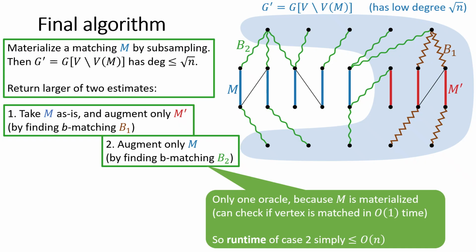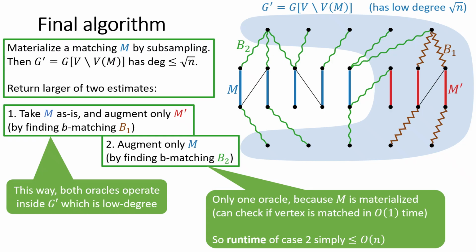So the second case is the easy one. There is only one oracle here, the one that computes or estimates the size of B2. This is because it's only augmenting M, and M we actually have access to explicitly. We have built it out in our memory, so we can check if a vertex is matched in O(1) time without calling an inner oracle. So there's just one oracle, and that runs in O(n) time. No issue. What about the first case? That is more interesting.